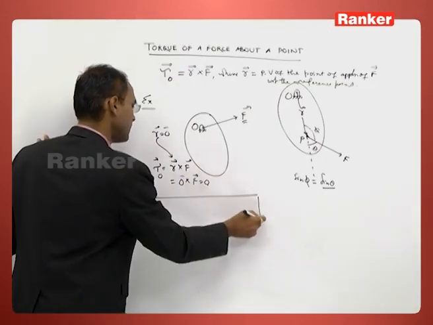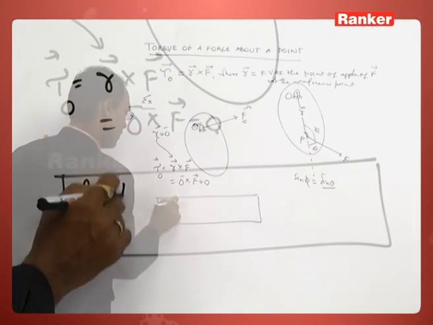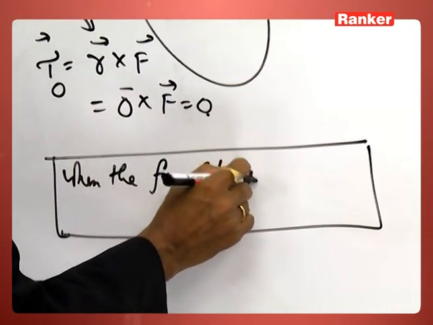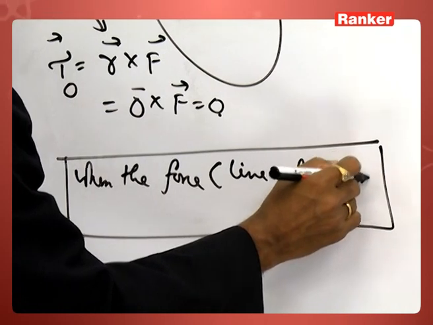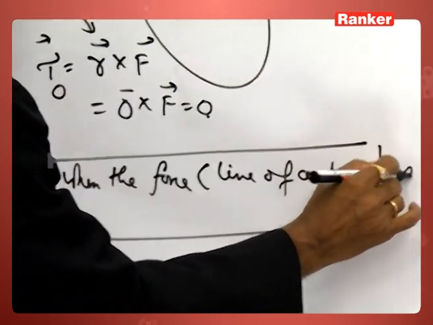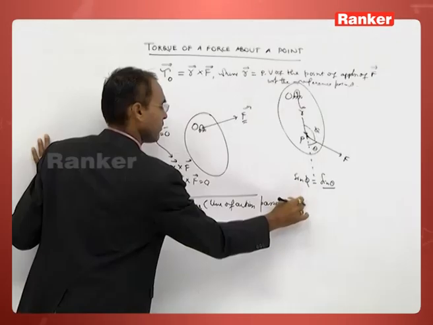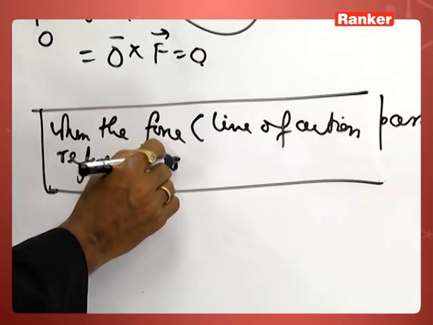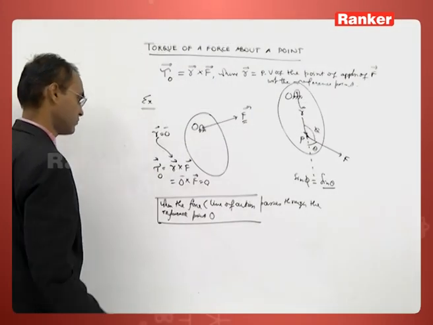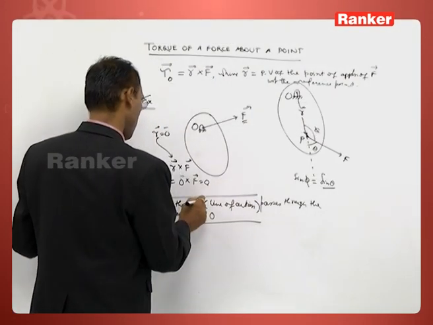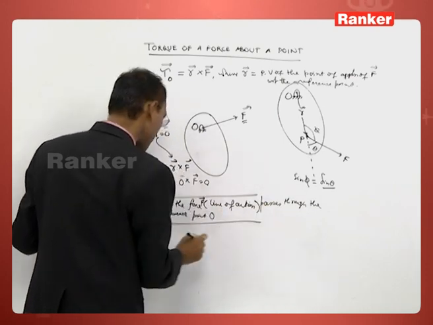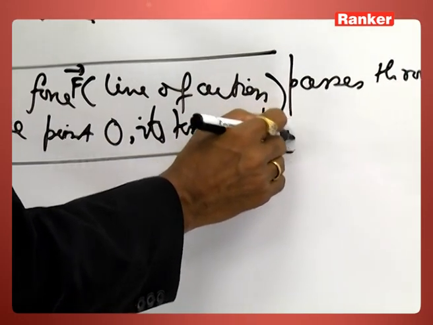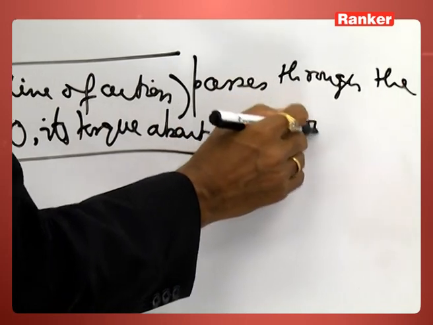This gives us the concept that when the force or line of action passes through the reference point O, when the force F passes through the reference point O, its torque about O is 0. No turning effect.